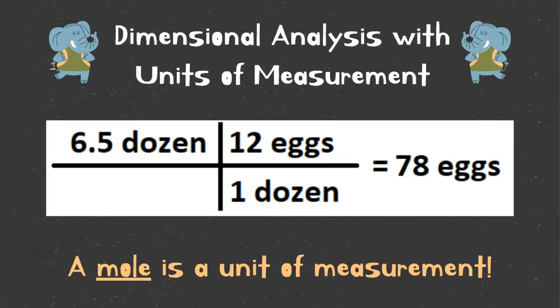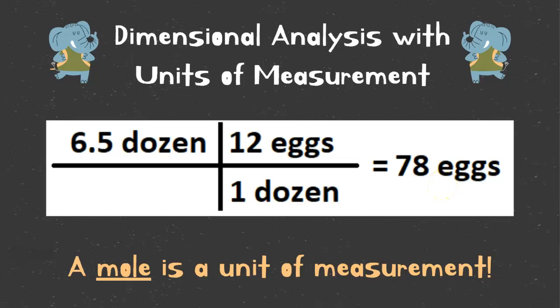So in this example, we have 6.5 dozens and we need to figure out how many eggs that is. If we have dozen on top, we want dozen next at the bottom, so 1 dozen. And we know that 1 dozen is equivalent to 12 eggs. So 1 dozen, 12 eggs. The dozens cancel and you're left with the unit you're looking for, so we're left with eggs. And now all we have to do is calculate. You multiply your top numbers, divide by your bottom numbers. So 6.5 times 12 divided by 1 gives us 78 eggs. So 6.5 dozen is equal to 78 eggs.